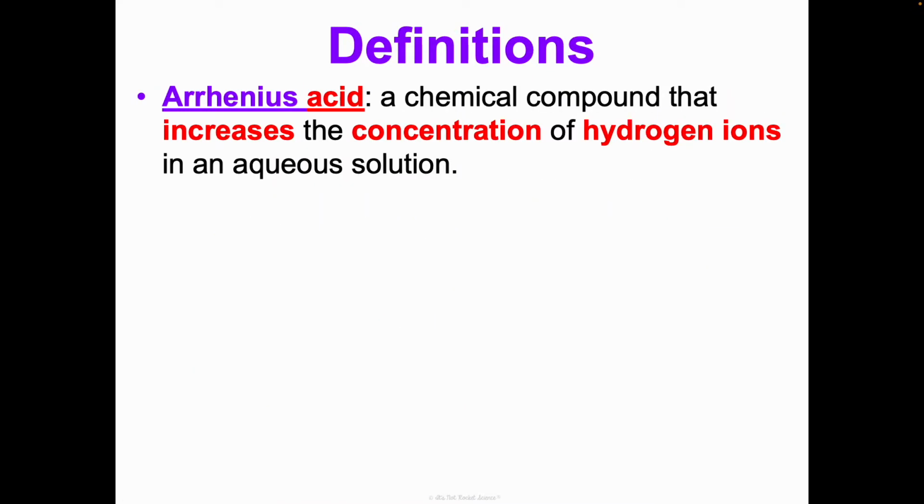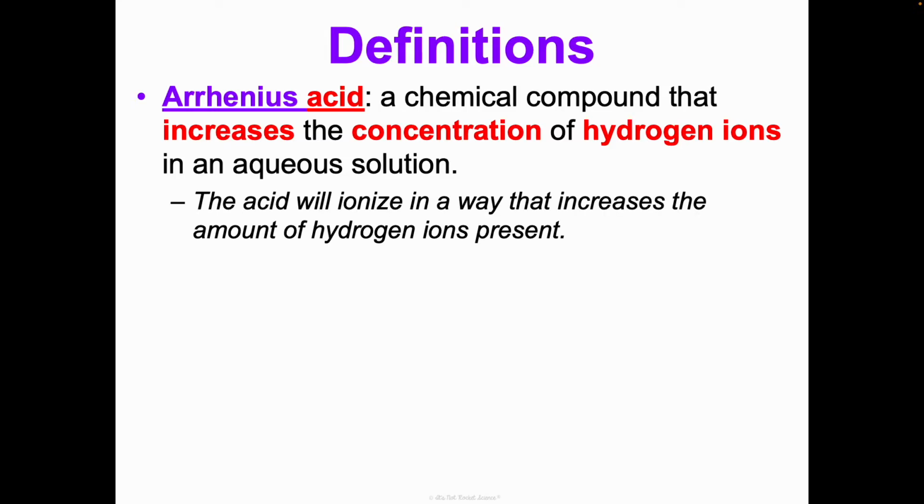So let's go over some of the ways that we can define acids and bases. One theory where these definitions come from is the Arrhenius theory. This came from a Swedish chemist, Svante Arrhenius, I think is how you pronounce it. I'm going to totally butcher his first name. He theorized that an Arrhenius acid is a chemical compound that increases the concentration of hydrogen ions in an aqueous solution. How this happens is that the acid will ionize in a way that increases the amount of hydrogen ions present.